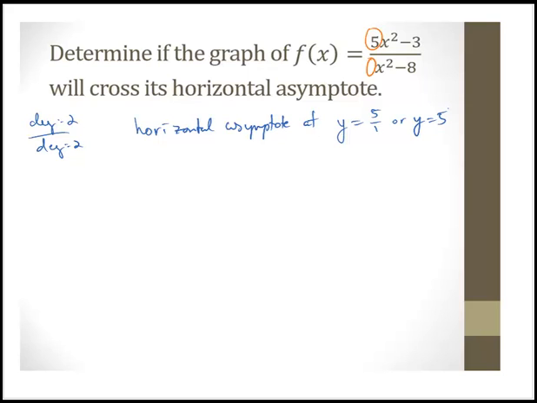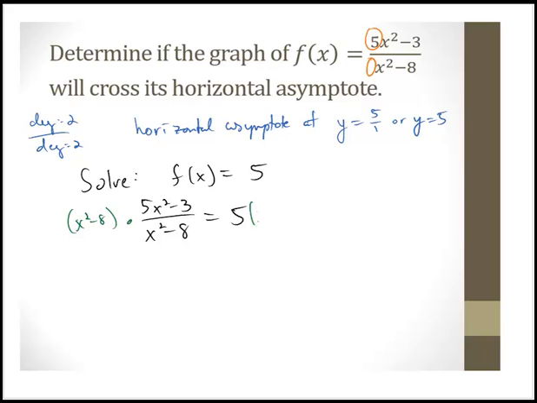Now, to determine if the graph will actually cross the horizontal asymptote, we need to solve: will the function equal 5? So will 5x squared minus 3 over x squared minus 8 equal 5? Now to solve this equation, we multiply through by the denominator, x squared minus 8. So that reduces out on the left-hand side, leaving 5x squared minus 3. On the right-hand side, I'd have 5x squared minus 40.